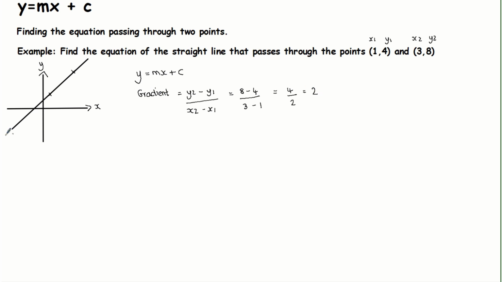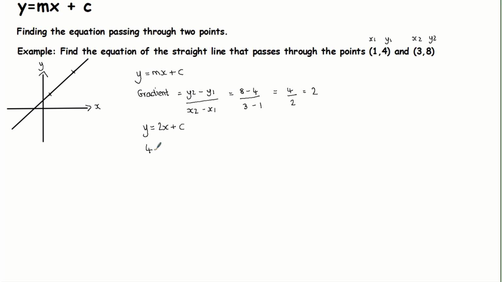I know my gradient is positive because it's going in a positive direction. So I'm going to write y is equal to 2x plus c. Now what I need to do is work out what the y-intercept is. Well, I have pairs of coordinates that are linked together, so it doesn't matter whether I use the first pair or the second pair. I'm now going to substitute in x as 1 and y as 4.